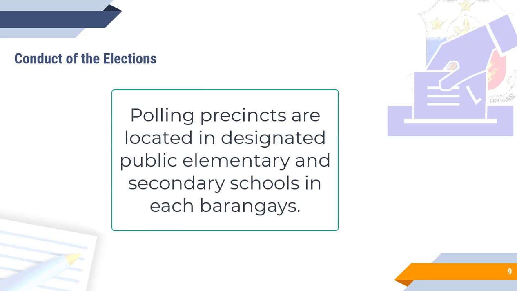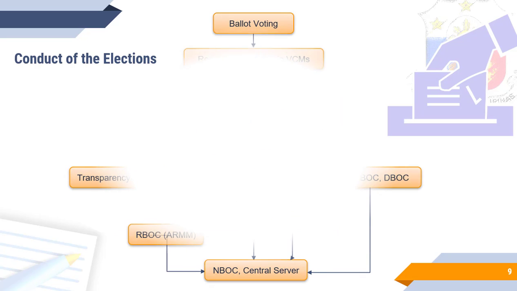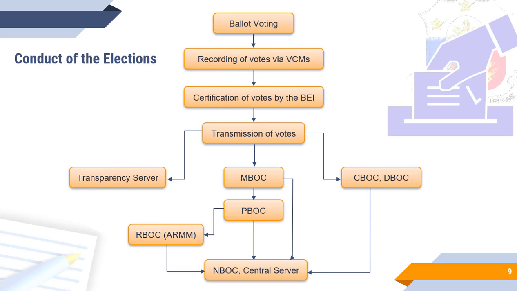Polling precincts are located in designated elementary and secondary schools in each barangay. In these polling precincts, voters fill out their ballots with their choices for each position from the local to the national level. These ballots are then entered into the VCMs for data recording. These vote counts generated by the VCMs are referred to as election returns, or ERs. After the votes for the specific precinct are counted, these are documented as certificates of canvass, which are certified by the Board of Election Inspectors, or BEI, composed of the assigned public school teachers and other volunteers.